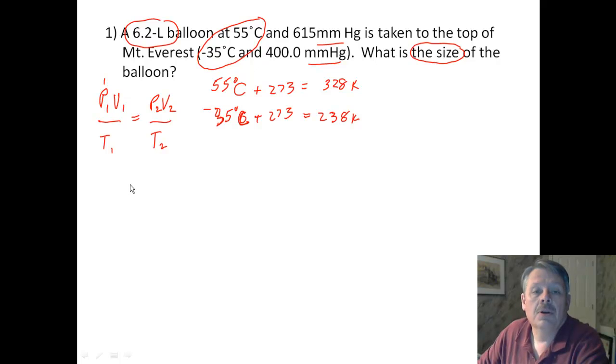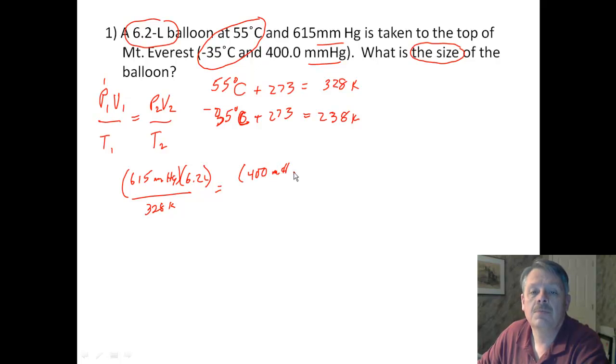Okay, so let's go ahead and work this one out. Our initial pressure is 615 millimeters of mercury, our initial volume is 6.2 liters, and our initial temperature is 328 Kelvin. Our final pressure is 400 millimeters of mercury. Our final volume is what we don't know. And our final temperature is 238 Kelvin. So we're going to cross multiply. We're going to multiply these things, and then we'll divide by what's left.